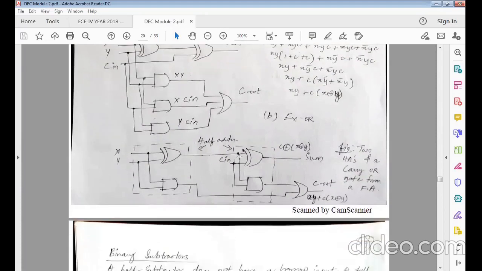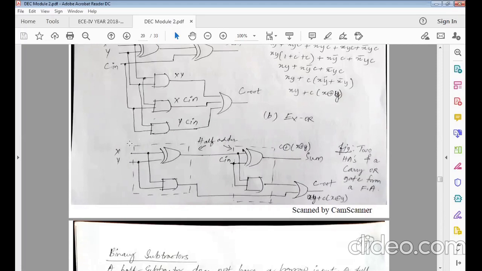Now, suppose I ask you a question: using 2 half adders and an OR gate, construct a full adder. This is going to be your answer for that. You can see these dotted lines that I have drawn, right?